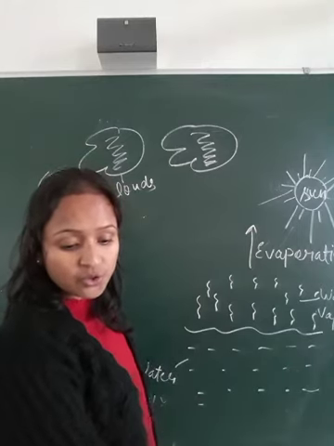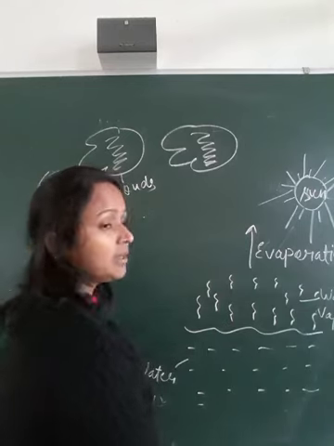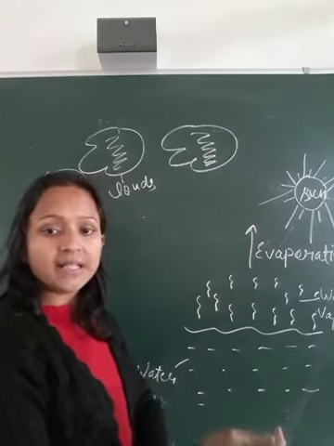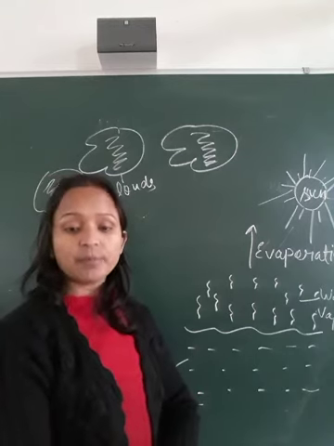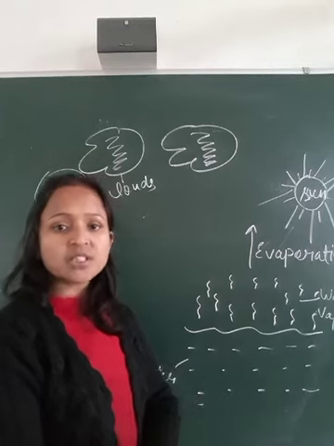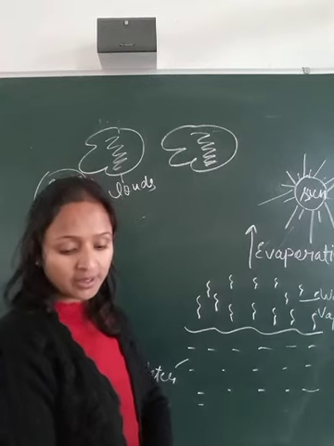Some water changes into water vapor. That process is called evaporation. Or you can say that the heat of the sun changes the water of ponds, lakes, rivers and seas into water vapor, and that process is called the evaporation process. First process is evaporation.